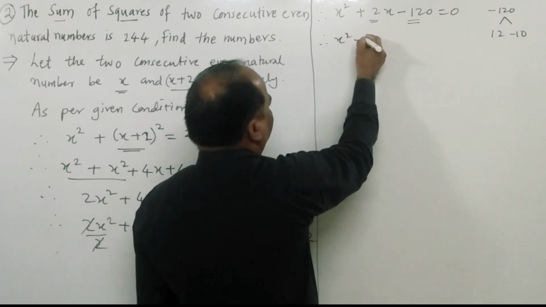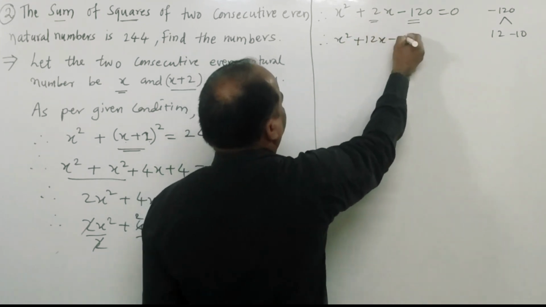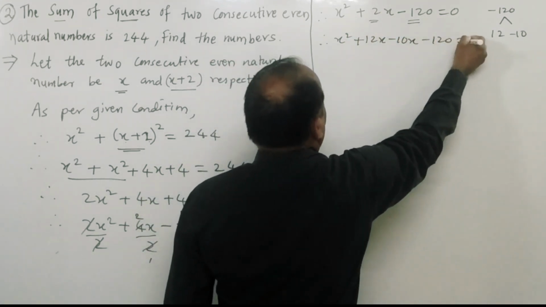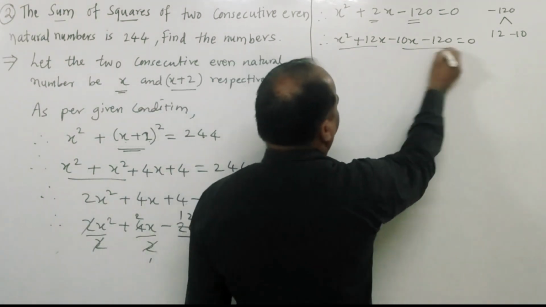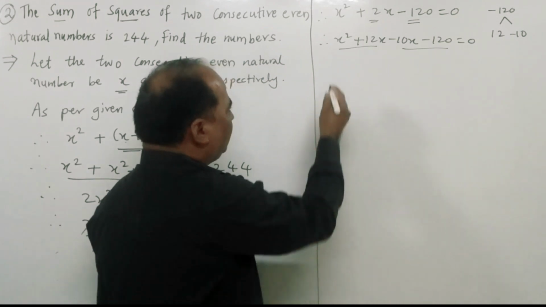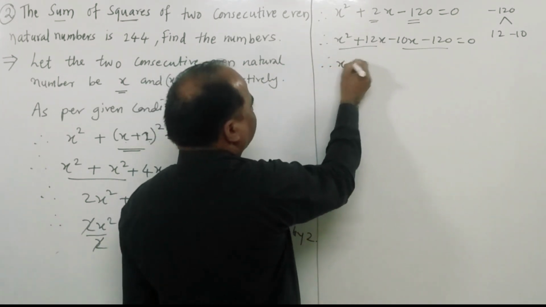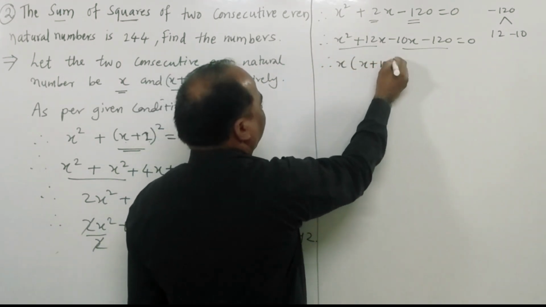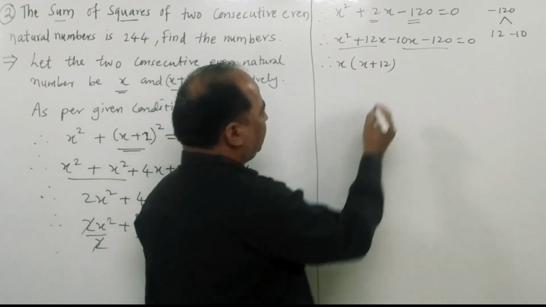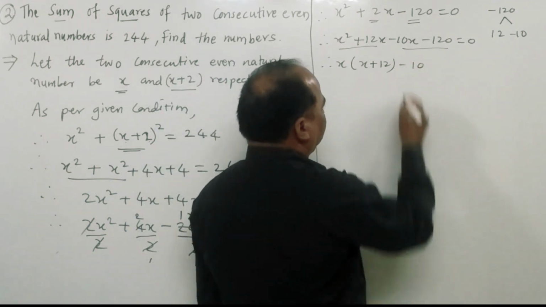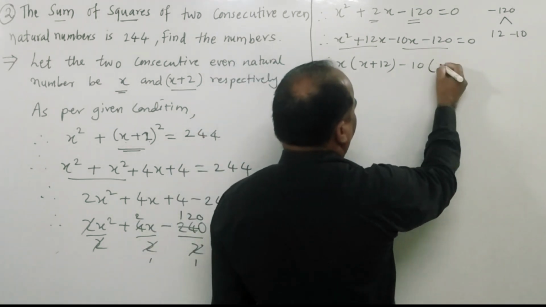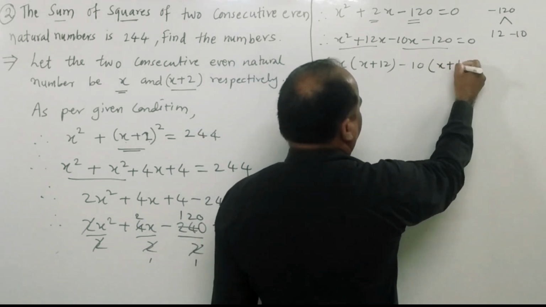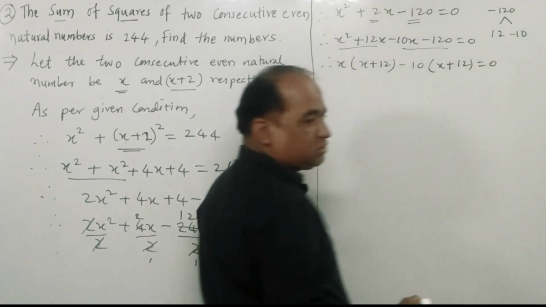x square plus 12x minus 10x minus 120 is equal to 0. Now group the two terms and take common. Here common between these two terms is x. So in the bracket x plus 12, then minus 10, 10 ones are 10, 10 twelves are 120. So minus 10 common, x plus 12 is equal to 0.